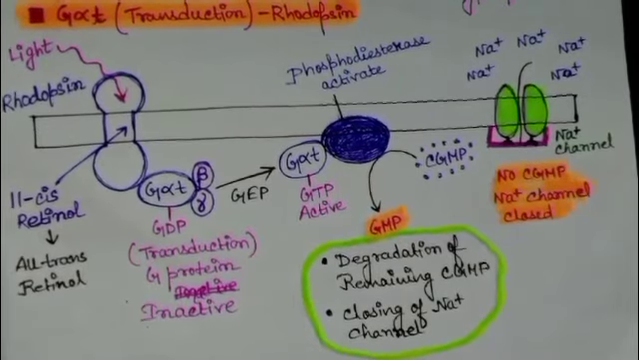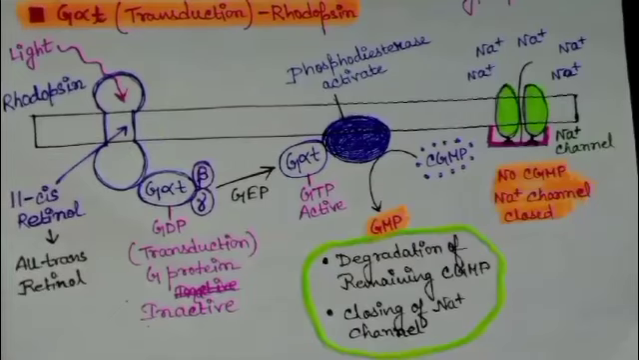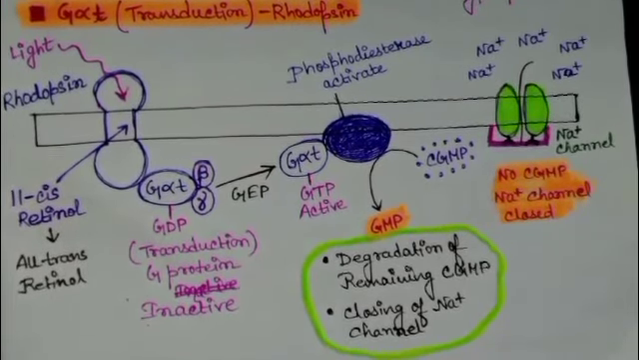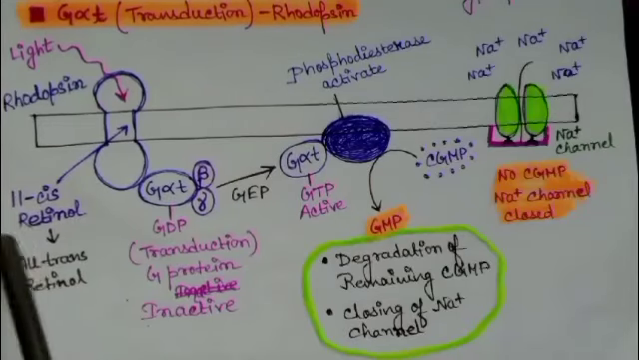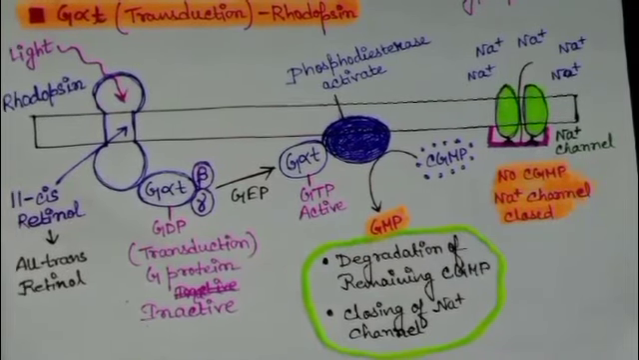Like other G protein coupled receptors, rhodopsin exists in equilibrium, and it has different forms, activated and inactivated. This equilibrium is controlled by isomerization of retinal. Here you can see 11-cis retinal. This retinal is the controller of this equilibrium, and it is the cofactor that is bound to the rhodopsin.